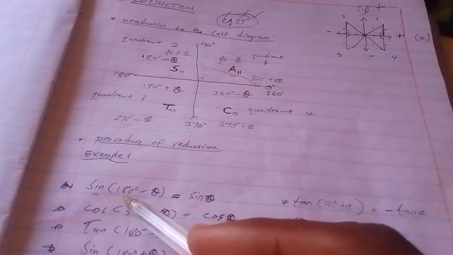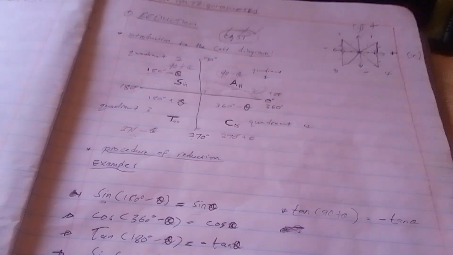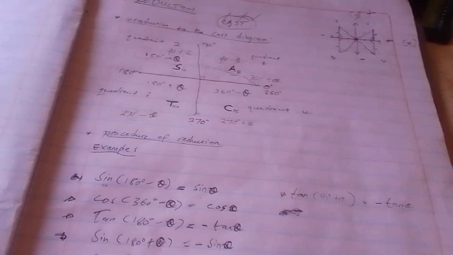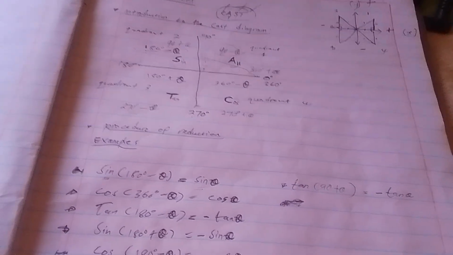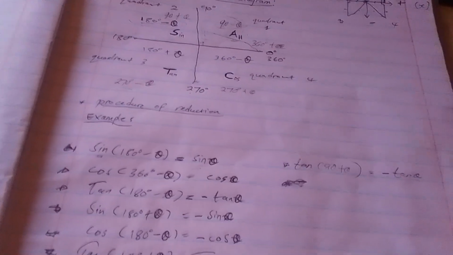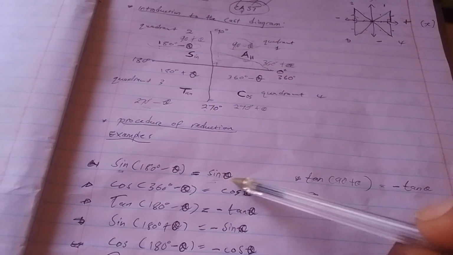It's like this 180 degrees minus theta is our direction. It is just showing you: look at this quadrant and find whether your trigonometric ratio is positive or negative. We'll find sine in our second quadrant is positive. So then it's going to be sine theta.